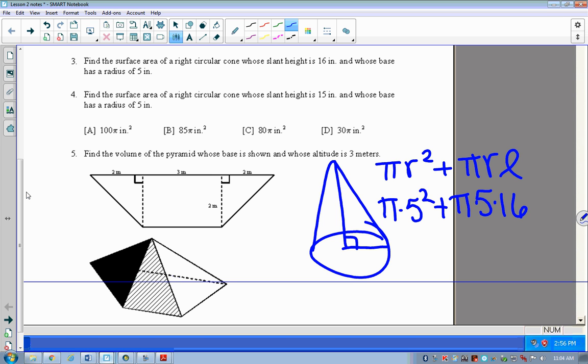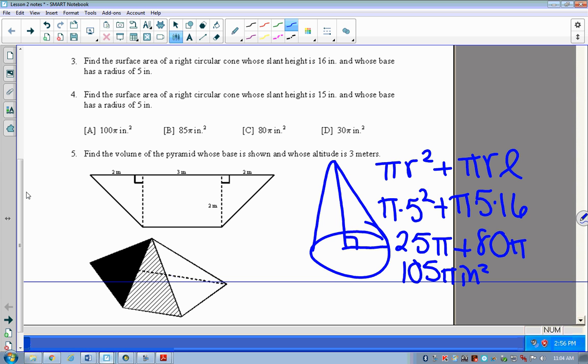So I know that I have 25 pi plus whatever 5 times 16 is, which is 80. So I got 25 pi plus 80 pi. Are those like terms? Yes. And if I add them up, I get 105 pi, right? Okay, 105 pi inches squared.